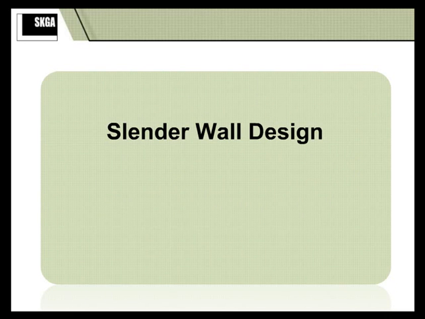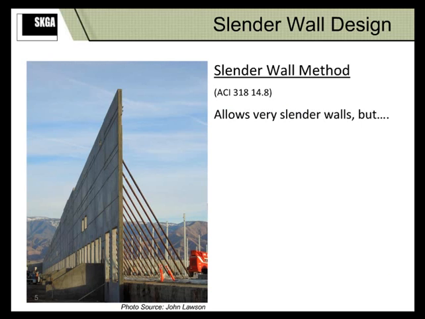So to get started, we'll look at the slender wall design, which is the inherent part of the enclosure of a tilt-up building. And it all goes back to the slender wall method, which is in the ACI 318 code. And it allows walls to be very, very slender. From a background looking at the provisions of this method, it hasn't always been in there.